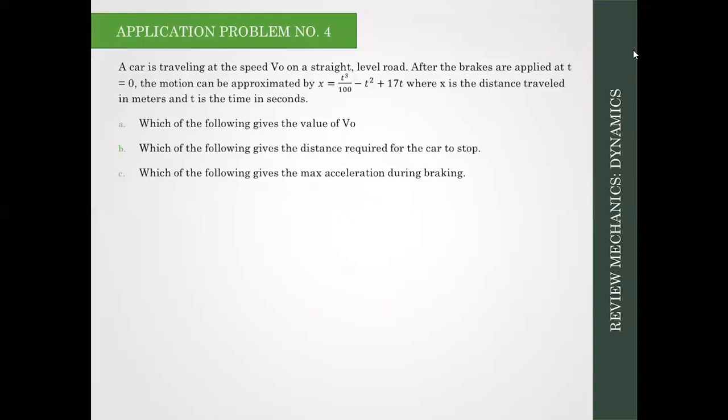A car is traveling at the speed of V naught on a straight level road. After the brakes are applied at t is equals to 0, the motion can be approximated by the function of distance as x is equals to t cubed over 100 minus t squared plus 17t, where x is the distance traveled in meters and t is the time in seconds. Questions are, which of the following gives the value of V naught? Then next is, what is the distance required for the car to stop? And then what is the maximum acceleration during braking?